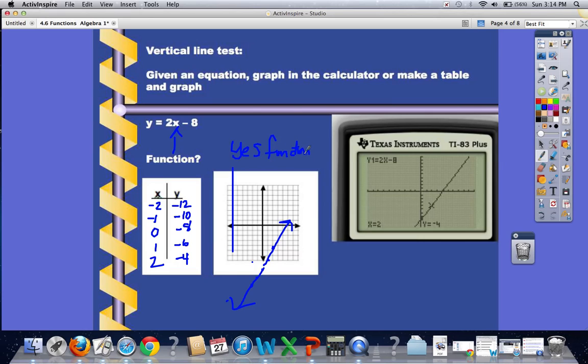Now, if you want to put it in your calculator, you go to y equals and type in 2x minus 8. And again, remember, you push graph, and this will be your graph. I've got the equation up there so you know which one I've graphed. Then I take my vertical line, or you could use your pencil, anything that would be a straight line, and make it vertical. You can take this across your graph, and it only touches that line that was drawn once. Okay? So yes, it passes the vertical line test.